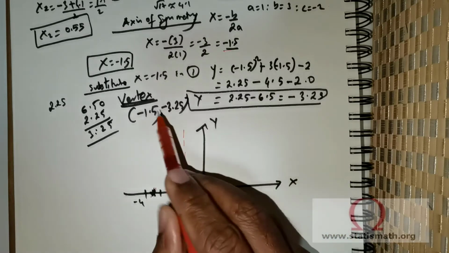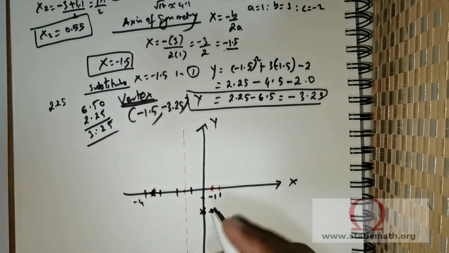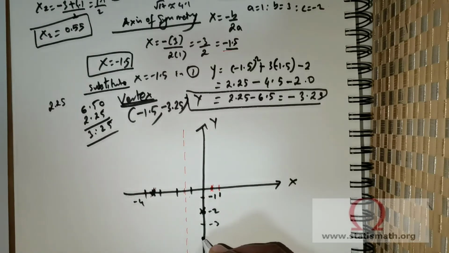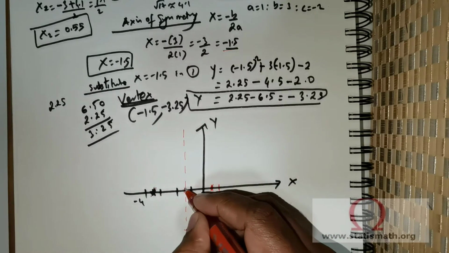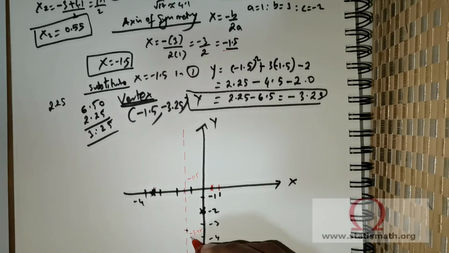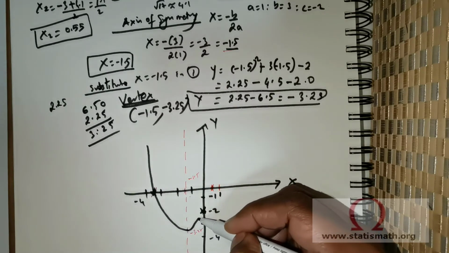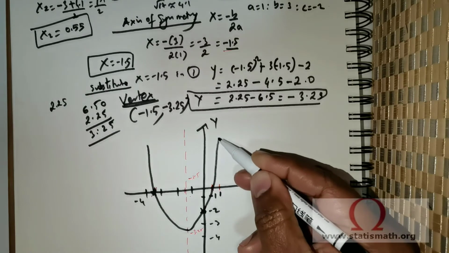And the vertex, negative 3.25. So if this is negative 2, and this is negative 3, and this is negative 4, negative 3.25 would be somewhere over here. So this will be the point, negative 3.25, and that occurs exactly at negative 1.5. This is the x coordinate and this is the y coordinate. So we have to draw the graph. It would be something like this, hitting the point here, rising up, hitting the point at the y-axis and then moving up.